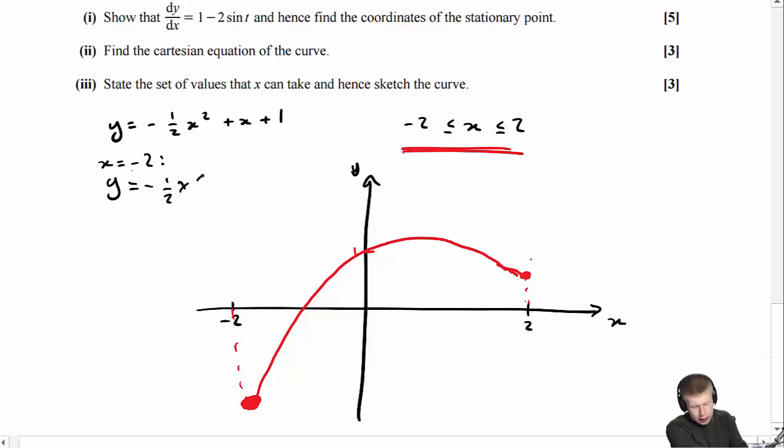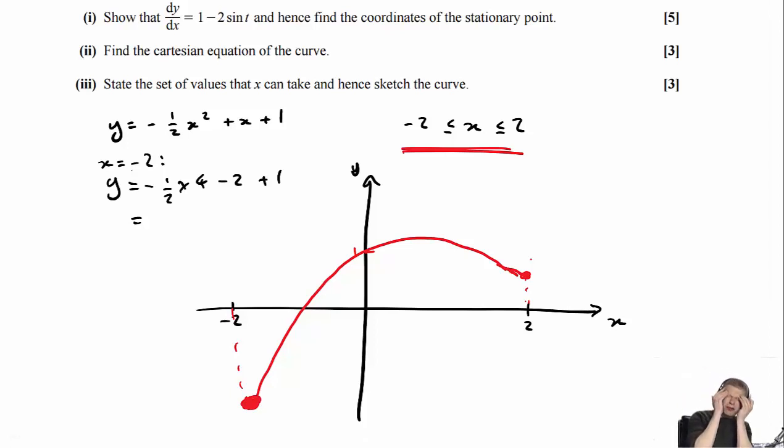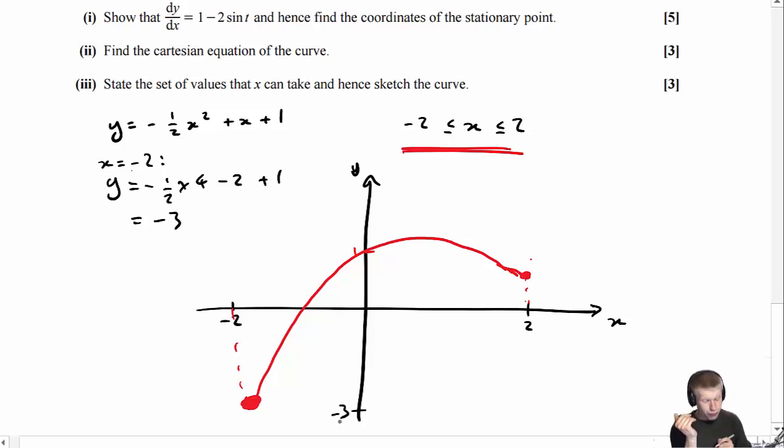That's times by 4, isn't it? Because 2 squared is 4, and then it's negative times negative, so it's going to end up positive. Plus, well, it's going to become minus 2, isn't it? Minus 2 plus 1. So what's negative a half times 4? Well, half of 4 is 2, so it's going to become negative 2 minus 2 is negative 4, plus 1 is negative 3. So the coordinates down here are going to be negative 3.